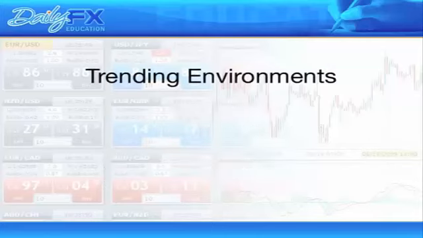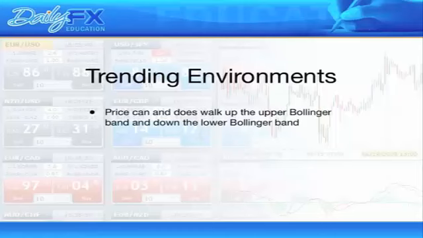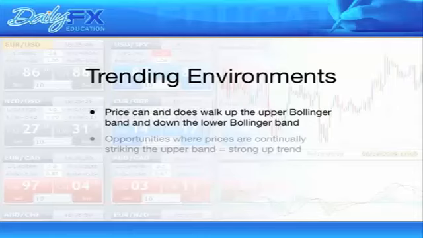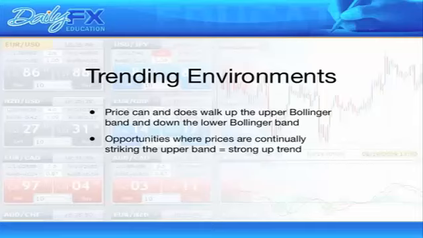The first strategy is for trending environments. John Bollinger, the creator of the Bollinger Bands, provides 15 guidelines with regards to his invention. One of those guidelines states, price can and does walk up the upper Bollinger Band and down the lower Bollinger Band. Therefore, if we can find opportunities where prices are continually striking the upper band, then it would suggest that prices are in a strong uptrend. This guideline will become our basis for our trending strategy.